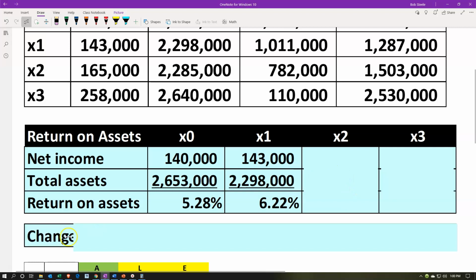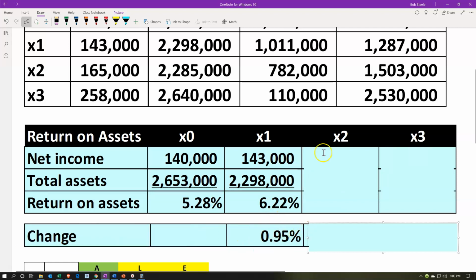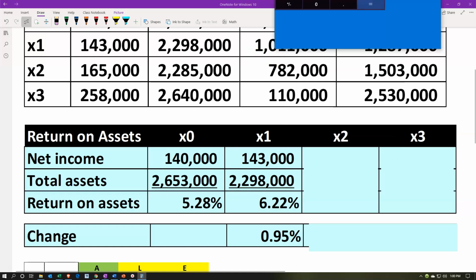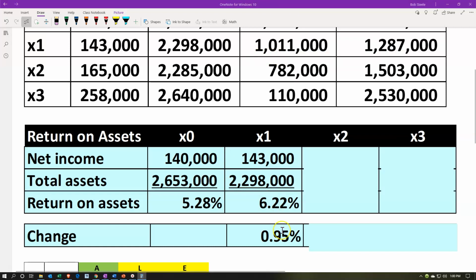Notice you can also start to think about a trend analysis. You could say, all right, if I took the difference, the 6.22 minus the 5.28, we've got a difference of about 95%.